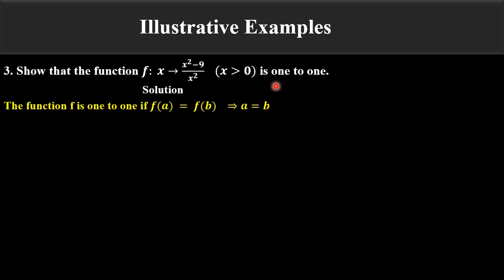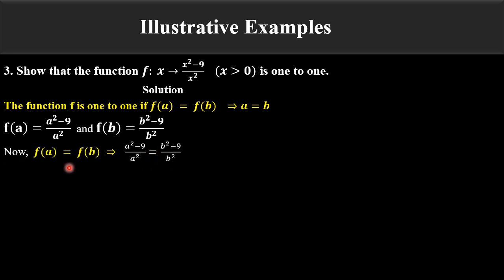Therefore, in showing so, the function f is 1 to 1 if f of a equals f of b, and that implies a equals b. This is the formula we use. And so all we have to do now is to find f of a and find f of b. And that is what we've done there. So the next thing we do is equate both expressions. So by equating both expressions, this is what we have. And as you see, we cross multiply. b goes there, a squared goes there. And this is what we have here.